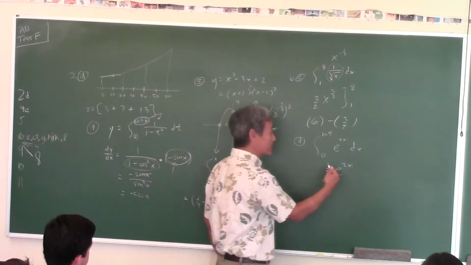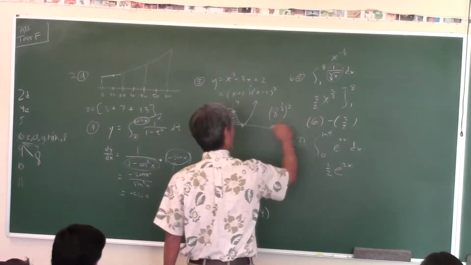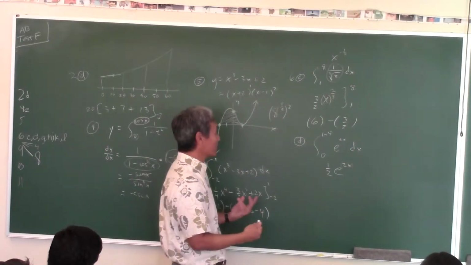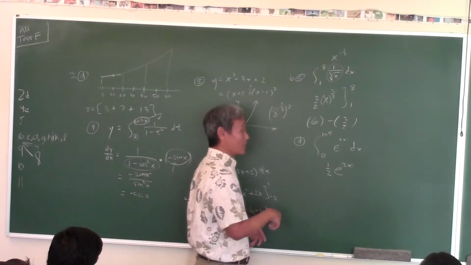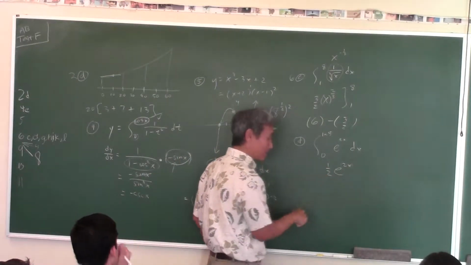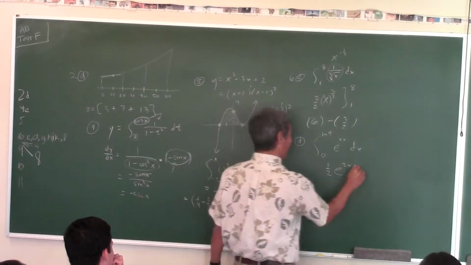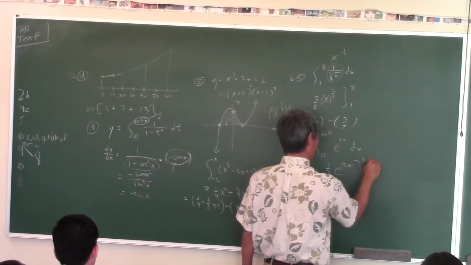So whenever the derivative of the box is 1, like over here, you don't have to worry about it. But when the derivative of the box is not 1, you have to adjust for it by putting the reciprocal in the front. I guess you can put it in the back if you want. From 0 to natural log 5.